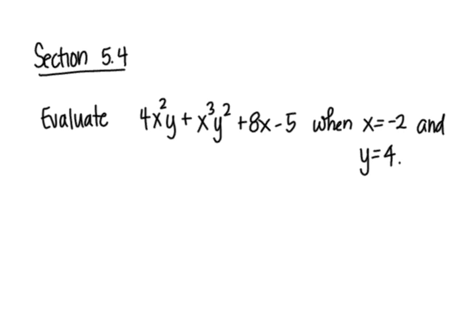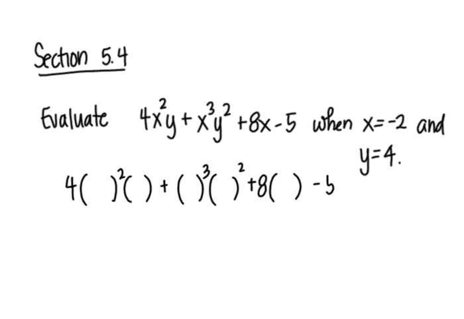So if I take the variables out, I have 4x squared y plus x cubed y squared plus 8x minus 5. I'm going to plug in x to be negative 2. So x is negative 2, so I'll put in negative 2 wherever x's were. Y is 4, so I'm going to put a 4 everywhere I saw a y. Now all of my parentheses are filled in.